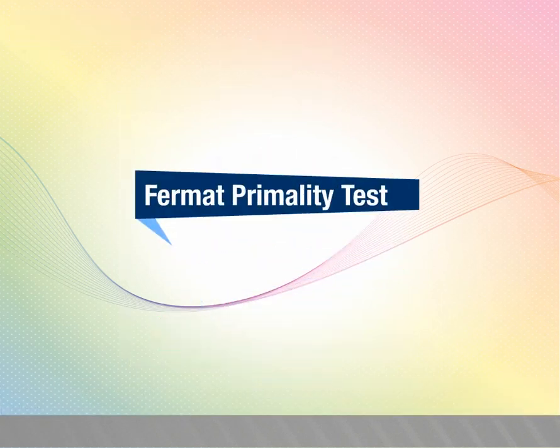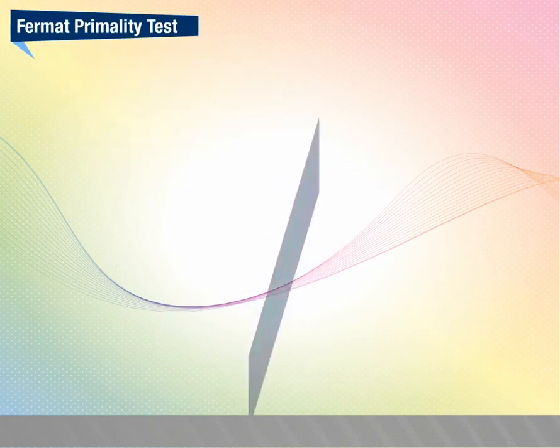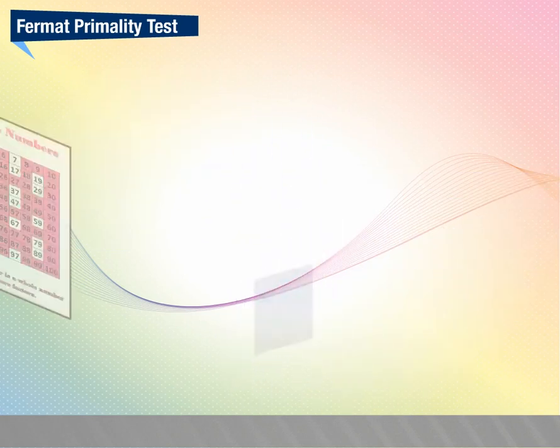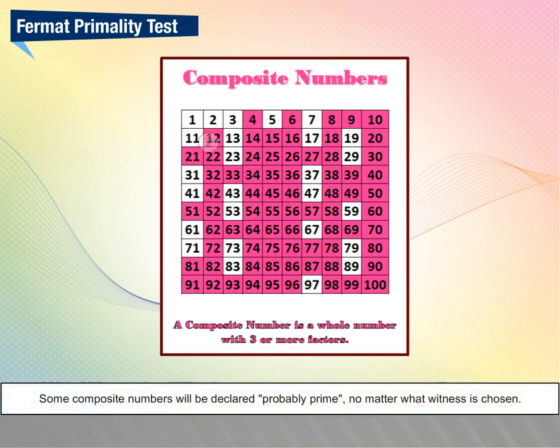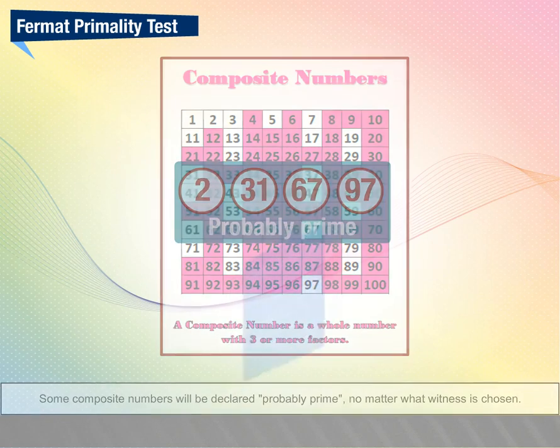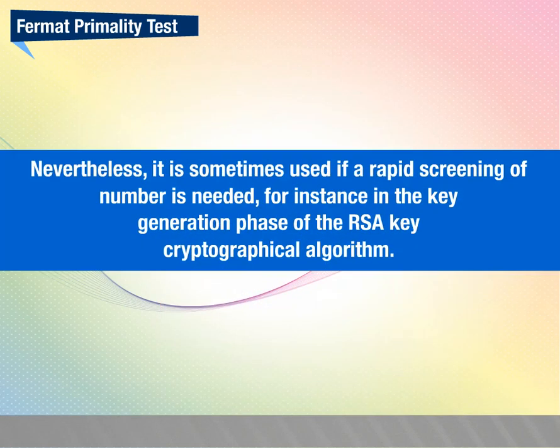Fermat Primality Test. The Fermat primality test is the simplest probabilistic primality test. It is only a heuristic test. Some composite numbers will be declared probably prime no matter what witness is chosen. Nevertheless, it is sometimes used if a rapid screening of numbers is needed, for instance in the key generation phase of the RSA cryptographic algorithm.